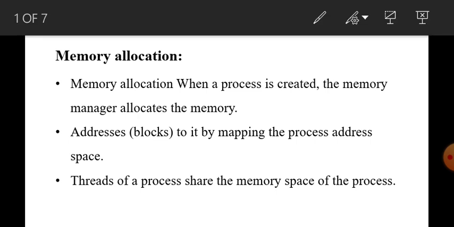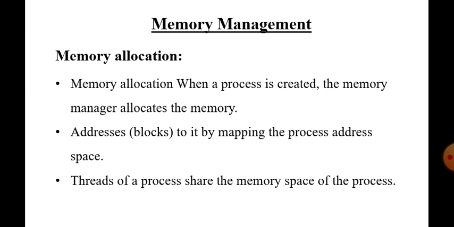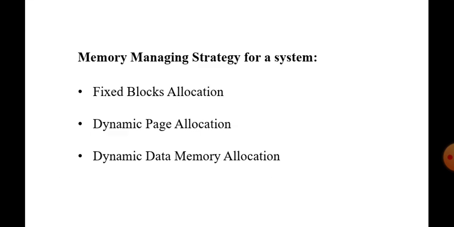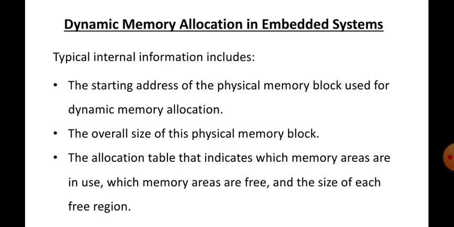These are the following three types of memory management we are classifying in this slide. The memory management strategies for a system are, first, the fixed block allocation, then the dynamic page allocation, and the third one is the dynamic data memory allocation. Now, RTOS systems mainly focus on dynamic data memory allocation.